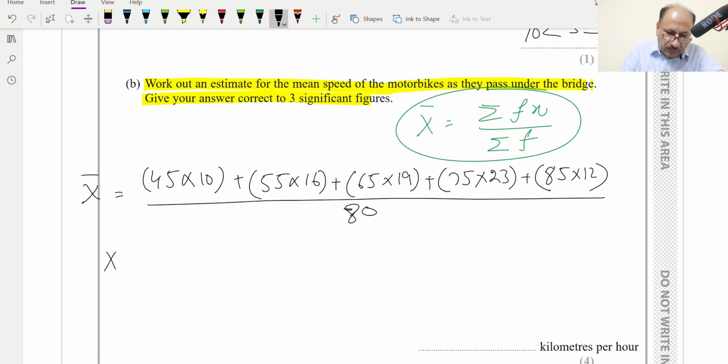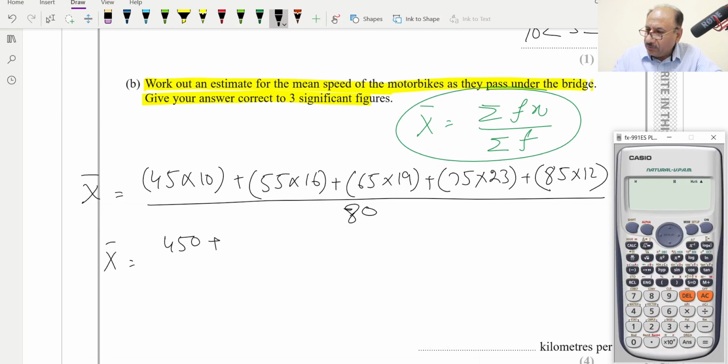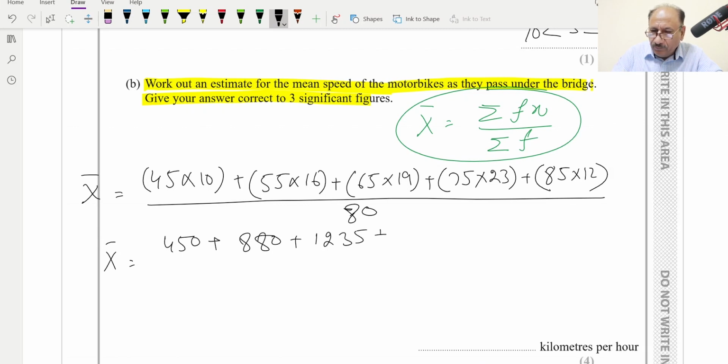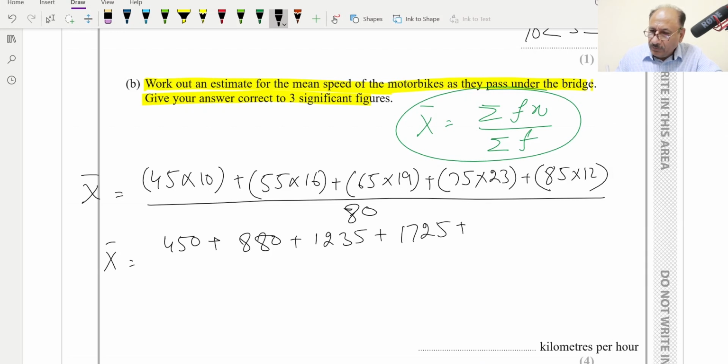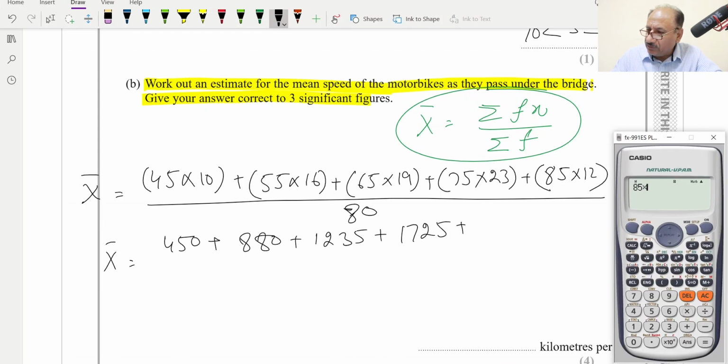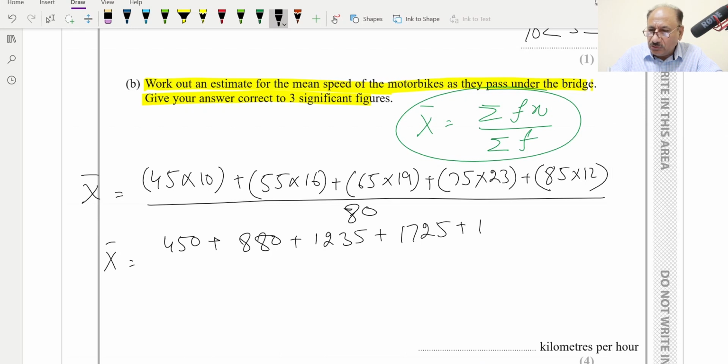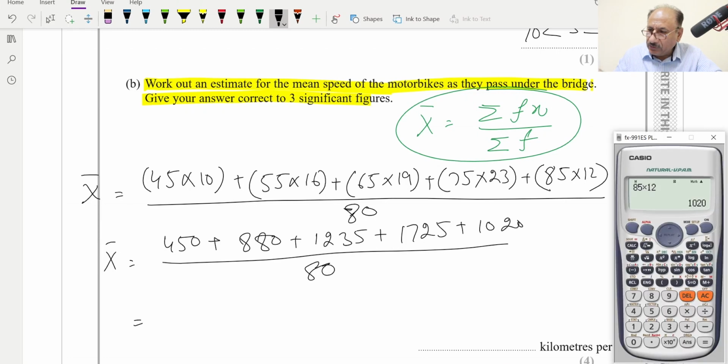Now we have to simplify this, so we can write 40 multiplied by 10 will be 450 plus 55 multiplied by 16. 55 multiplied by 16 will be equal to 880 plus 65 multiplied by 19. 65 multiplied by 19 is 1235. 1235 plus 75 multiplied by 23 is equal to 1725. 1725 plus 85 multiplied by 12. 85 multiplied by 12 is equal to 1020. 1020, and this whole will be divided by 80. A little lengthier calculation, but a calculator can help us.